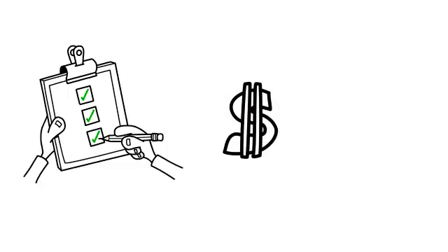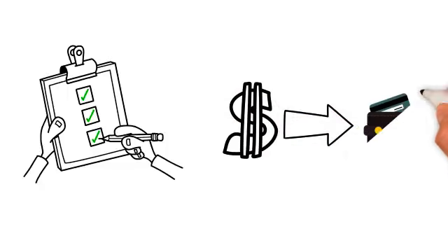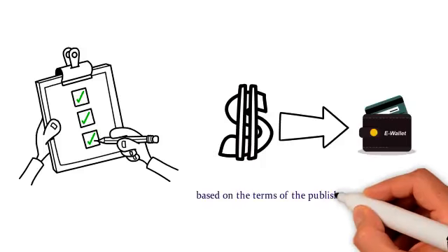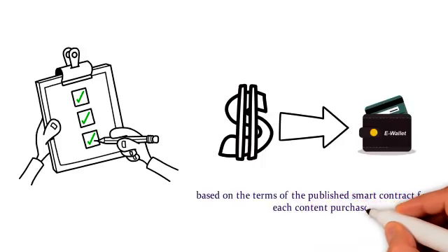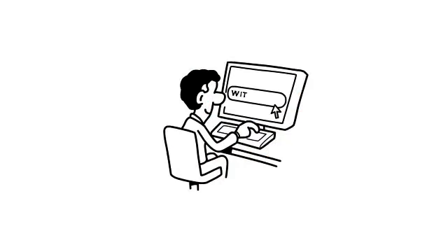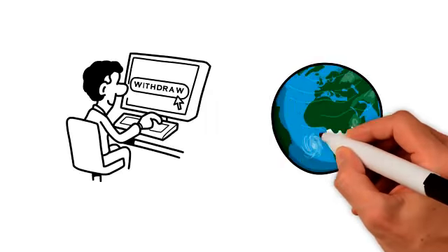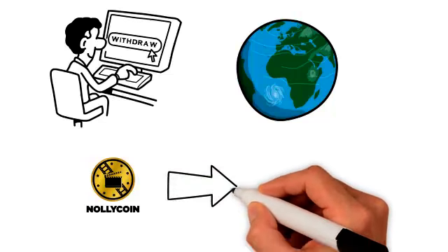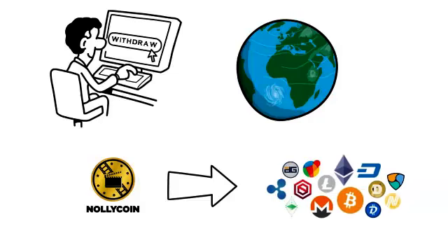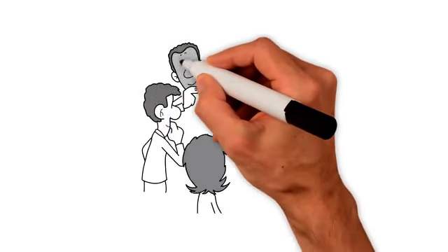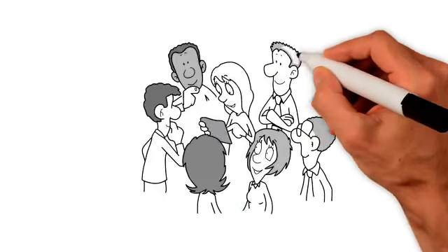The micropayments due to different beneficiaries on each sale are automatically credited to their portal wallets based on the terms of their published smart contract for each content purchased. Beneficiaries can now withdraw their money from their wallets at any time, from anywhere in the world, in Nollycoin, which they can keep for the value, or convert to fiat or other cryptos on the Nollywoodtainment Exchange, or other exchanges where Nollycoin is traded. The portal is open to all content owners worldwide, and there is no third-party intervention in the entire process.